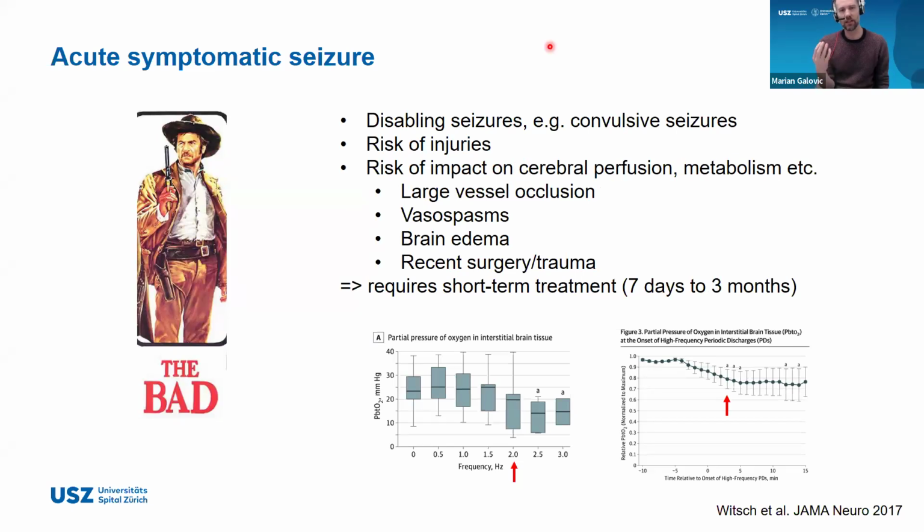But seizures may also have an impact on cerebral perfusion and metabolism, particularly if you have a large vessel occlusion, if you have vasospasms like in subarachnoid hemorrhage, or if you have brain edema, for example after bleeding or in tumor, or if you had a recent surgery or trauma. So these are all situations where you'll be more likely to treat cases to prevent people having more seizures and having a worsening due to these conditions. And so I would suggest to treat these cases.